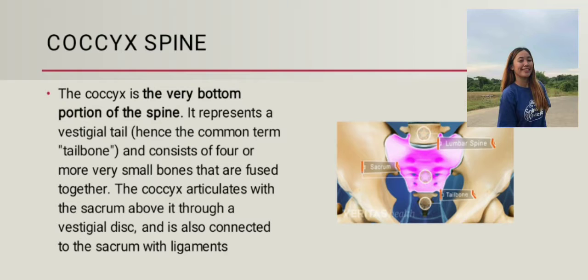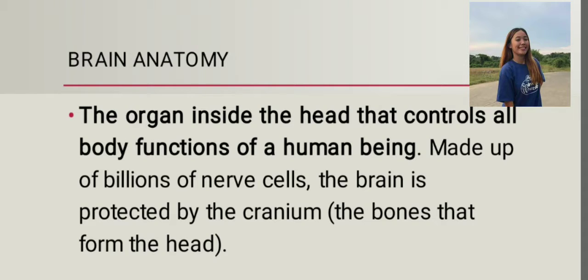Coccyx spine. The coccyx is the very bottom portion of the spine. It represents a vestigial tail, hence the common term tailbone, and consists of 4 or more very small bones that are fused together. The coccyx articulates with the sacrum through a vestigial disc, and is also connected to the sacrum with ligaments.